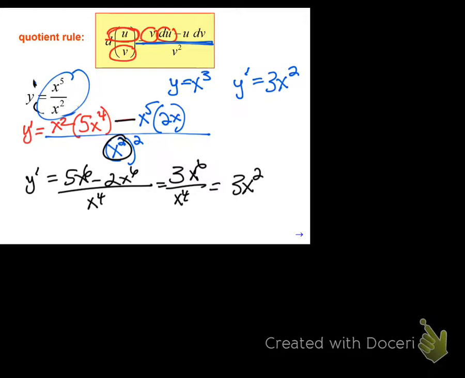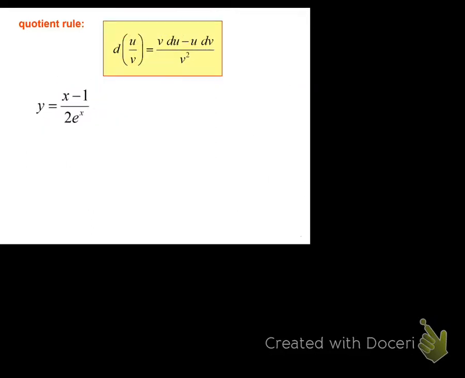Okay, so the quotient rule. Here we go. Let's do it to a real problem that actually requires the quotient rule. Remember, the quotient rule says low, d high, derivative of the top, minus high, d low, derivative of the bottom. Draw the line and square below. Low d high, high d low, draw the line and square below. Say it over and over.